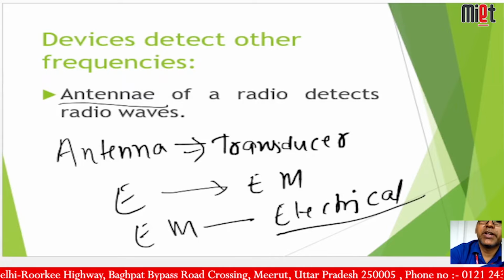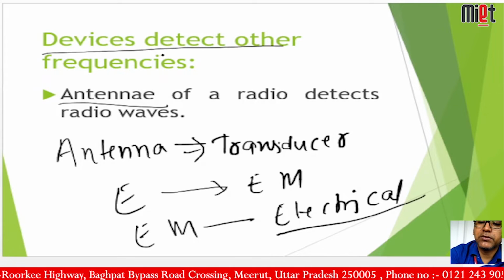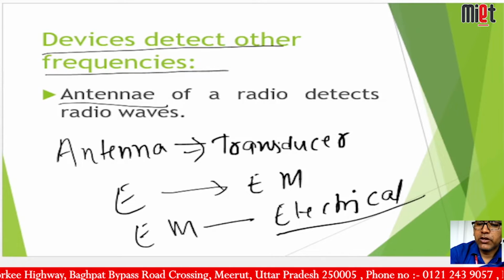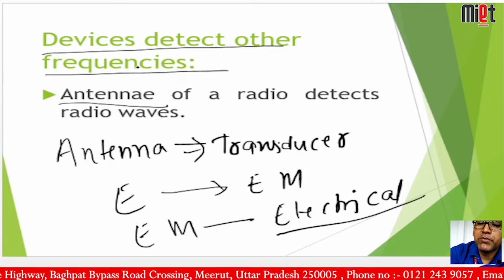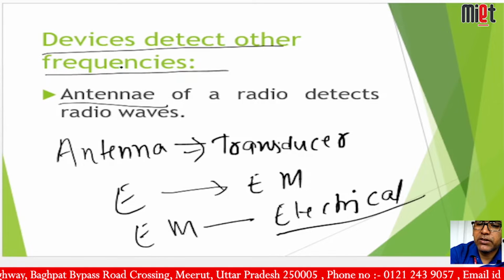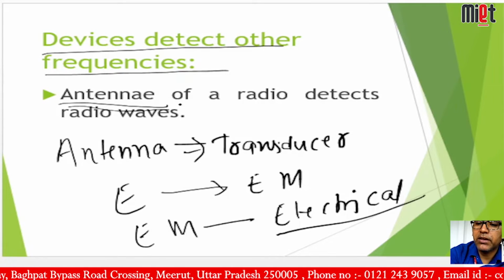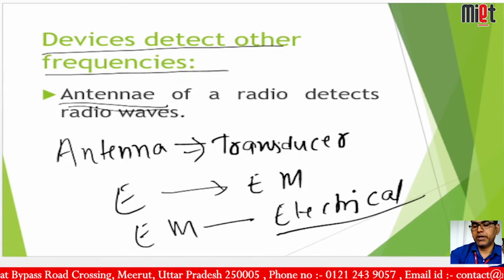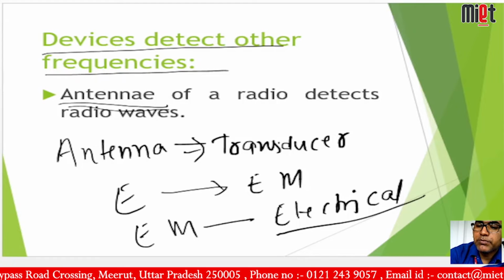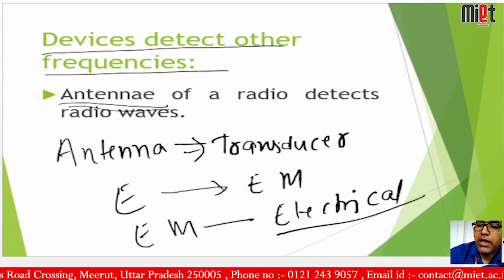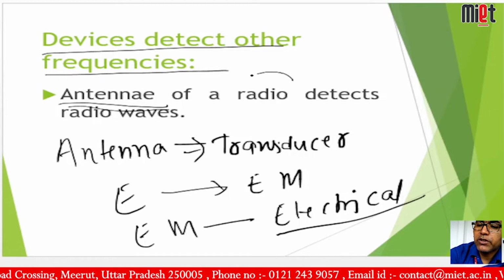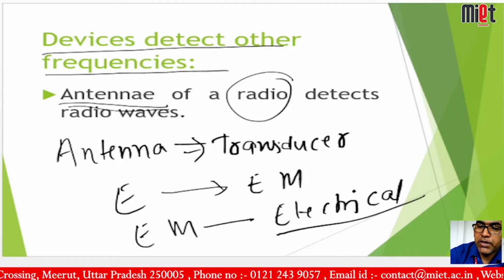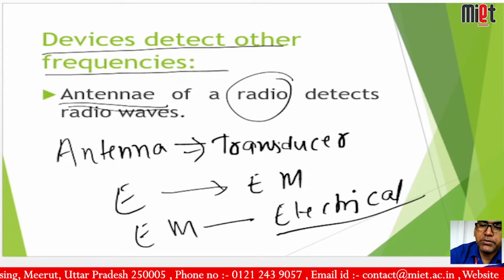It will be used to detect electromagnetic waves, which will be in the form of frequencies. Devices that detect frequencies are antennas. An antenna is made of metallic wires and metallic sheets, and they are able to detect radio waves. They will be able to receive and transmit electromagnetic waves.